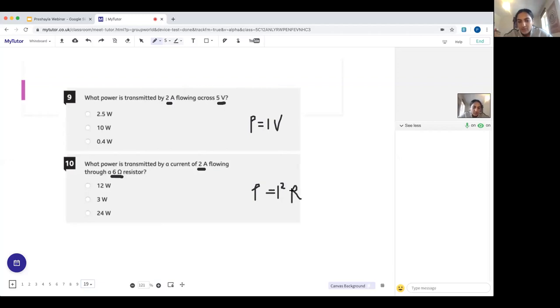Great, I can see loads of you putting 10 for the first one. You just times the current by the voltage, so we get 10. And then the power for the second one, well, you need to do I squared R. So we have I equals 2. I squared is 4 times 6 is 24. So 10 and 24. Well done. Loads of you are getting the right answers, which is really, really good.